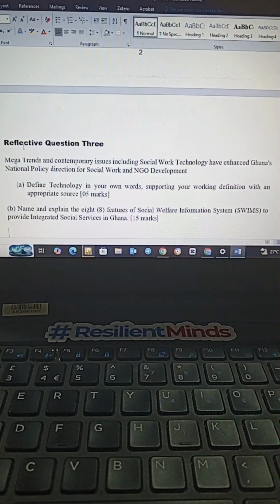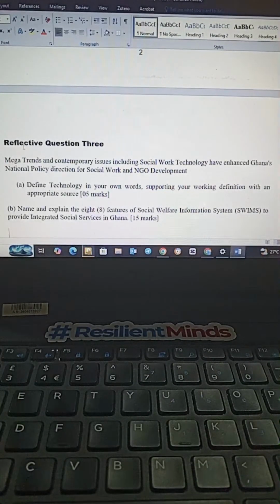I know most of you, those that work at the social welfare departments, know the features of the SWIMS. So the first one is case management. When you write case management, you need to write something small. When we say case management, what are we trying to say? Maybe it is used to track and manage individual cases concerning child protection, social protection, and so on. Something small. Don't write plenty.